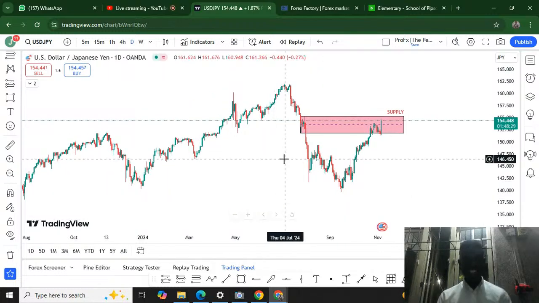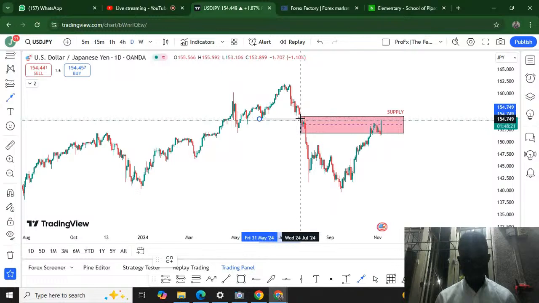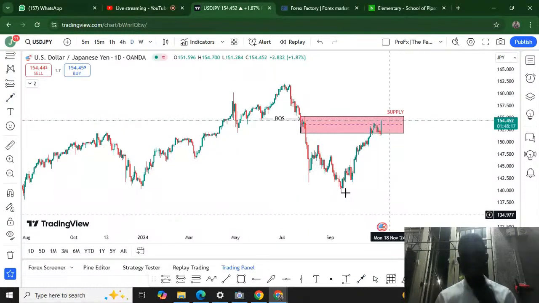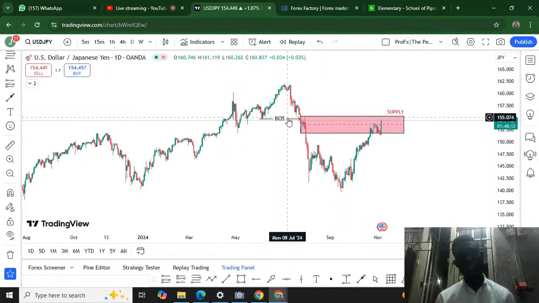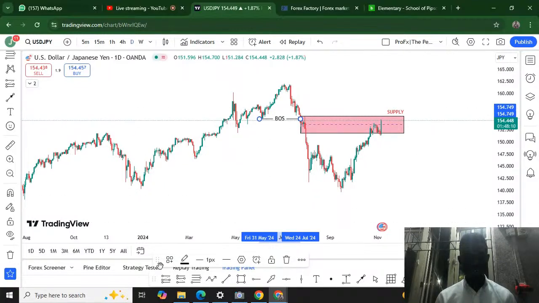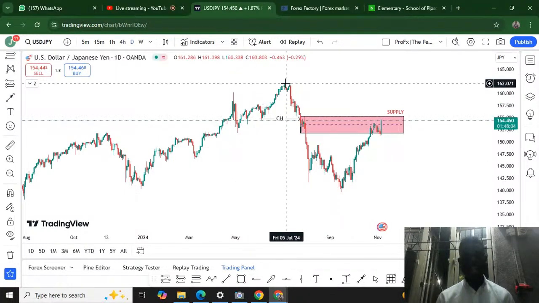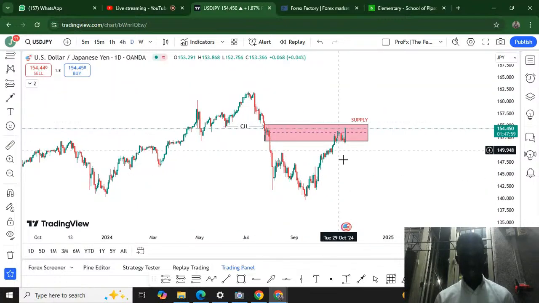UJ is currently bearish. This is a break of structure. Change of trend rather. The first change of trend. Okay, because it was higher low, higher high, then lower low. Change of trend. Then now back to the supply.